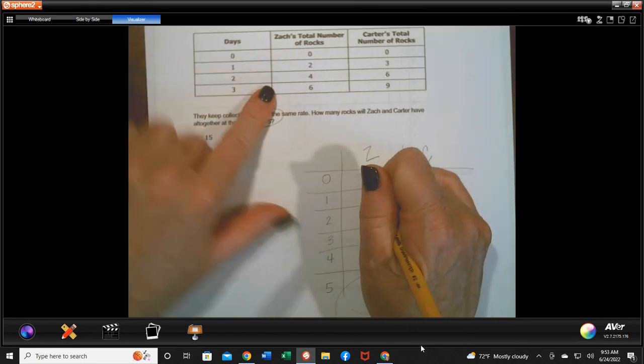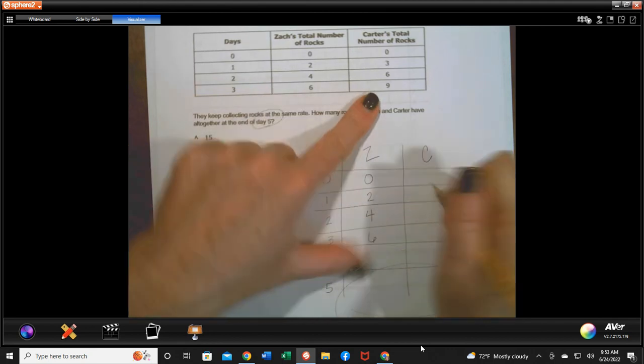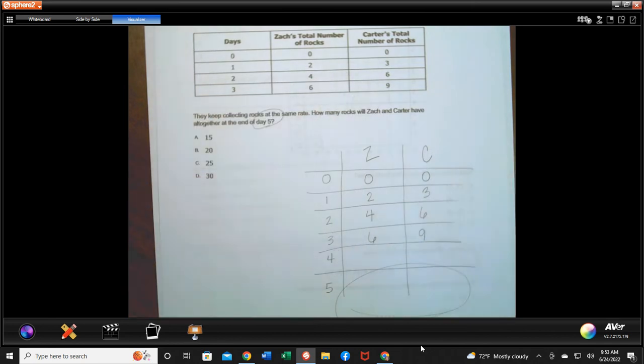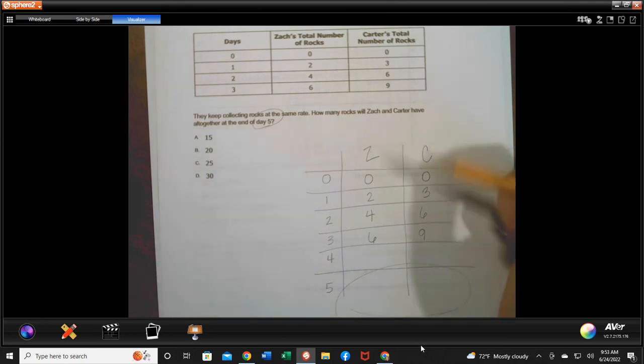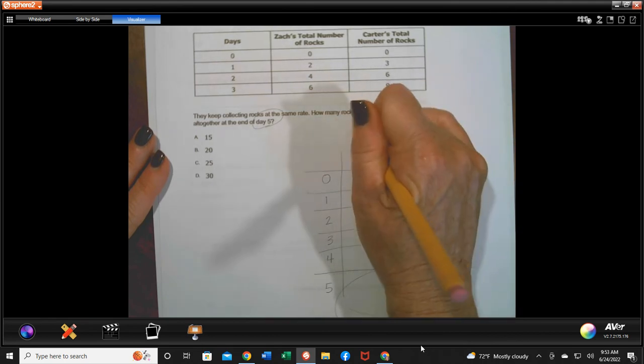Zach's goes from 0 to 2 to 4 to 6. Carter goes from 0 to 3 to 6 to 9. So I have the first 3 days data for Zach and Carter. So again, it's a pattern. And to see what's happening on the 5th day, they collect at the same rate. So I'm looking for what's the rule. So let's focus on Zach. 0, 2, 4, 6. Hopefully you saw that increased by 2 rocks each day. So 8 would be next, and then 10.